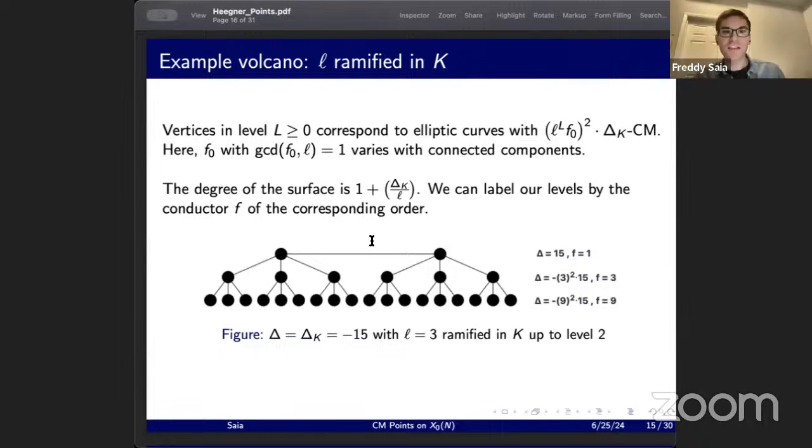Yeah, so these 2 vertices at the top, for instance, correspond to the 2 isomorphism classes over C of elliptic curves with CM by the order of discriminant -15. There is an isogeny between these two, and this edge corresponds to that. And Galois acts on isogenies, and so you transport that action to paths in these graphs.